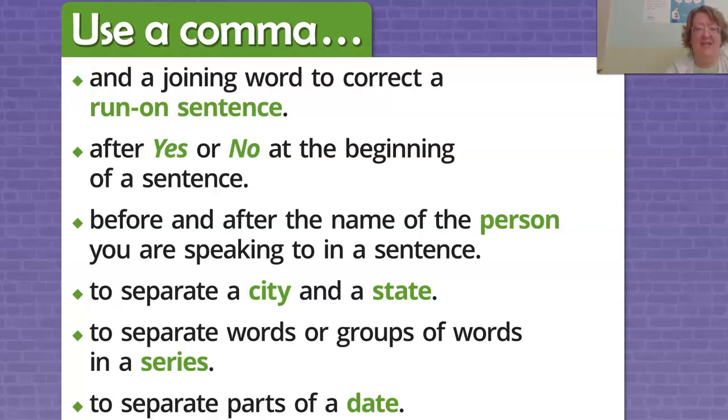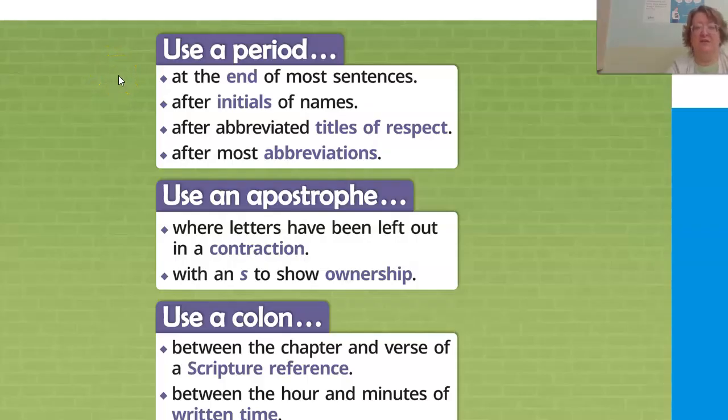So let's begin. Use a comma before a joining word to correct a run-on sentence, after yes or no at the beginning of a sentence, before and after the name of a person you are speaking to in a sentence, to separate city and state, to separate words or groups of words in a series, to separate parts of a day. Now for a period. So let's begin.